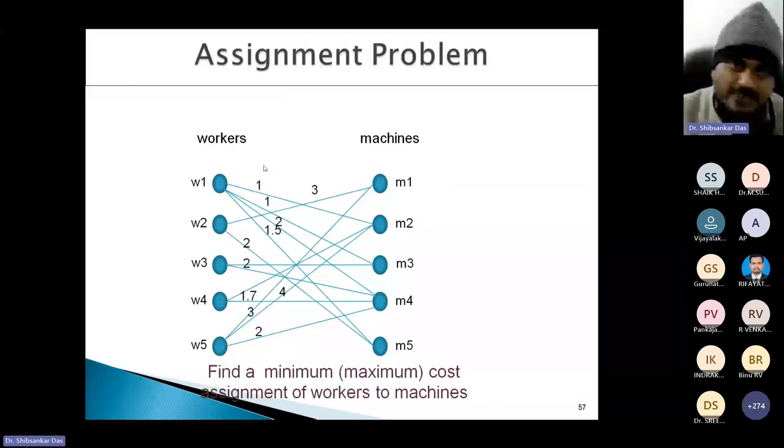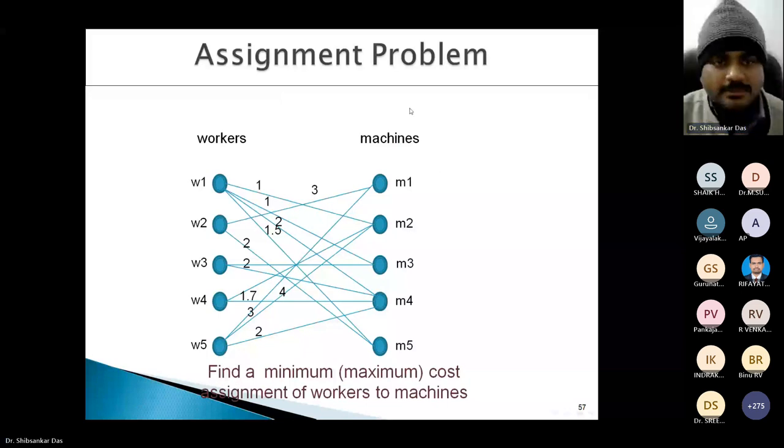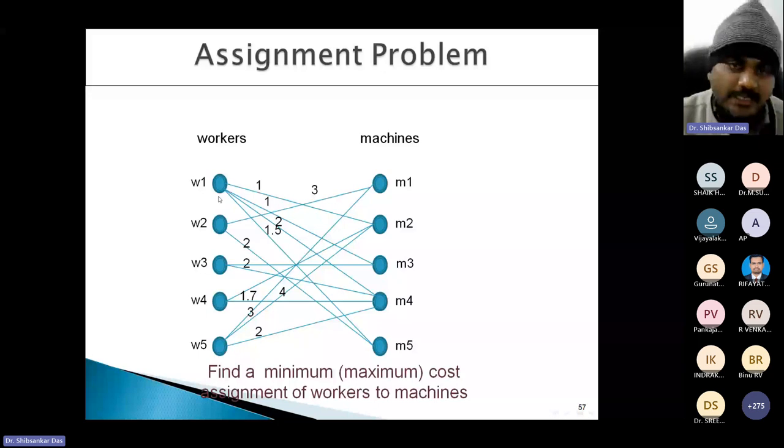The same thing happens in the assignment problem. This is also a bipartite graph. I have a list of workers and a list of machines, and I can assign a certain worker to a certain machine, depending on certain weights that say how well this worker can perform. This is an example of a weighted graph also.